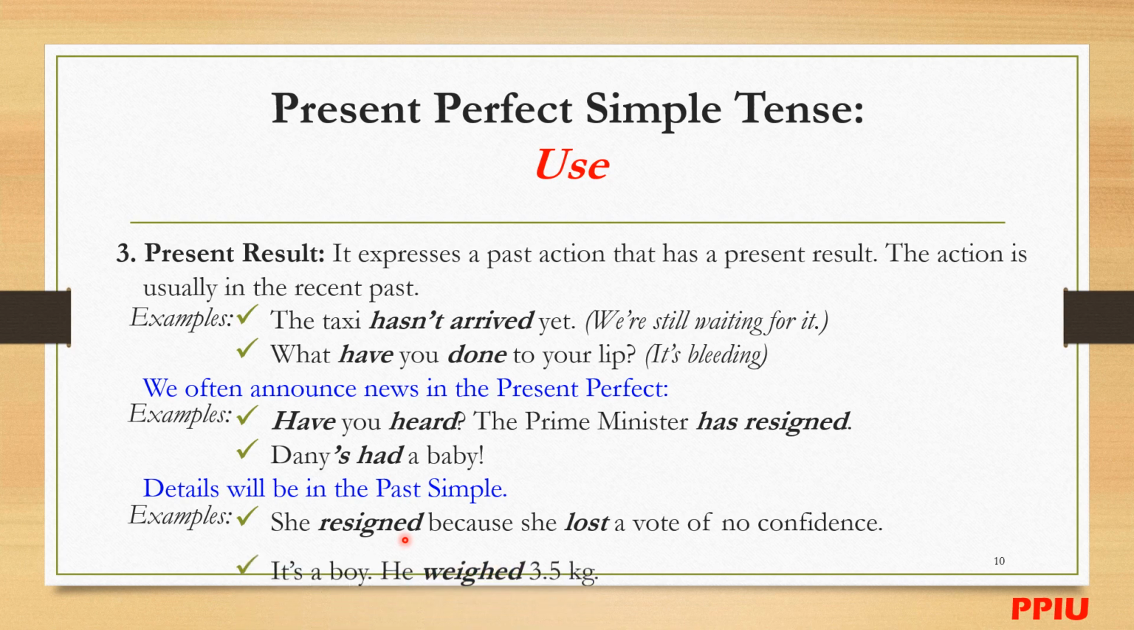All right. It's a boy. He weighed 3.5 kilograms. So the detail is like that. What baby? Boy or girl? How many kilograms was he? Yeah, he weighed 3.5 kilograms. Okay, this is the detail. So come back again. We announce in the present perfect, but the detail will be in the past simple.